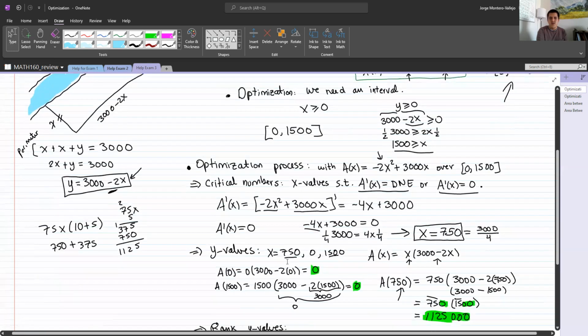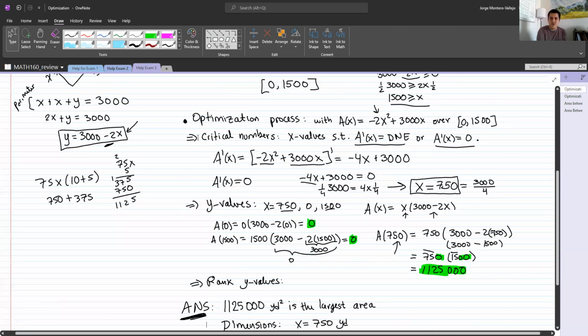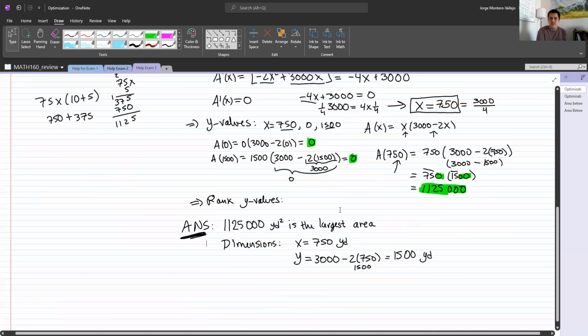And then after that, we just follow the typical optimization process, for which we found the critical numbers. And then we computed the Y values of critical numbers and the endpoints of the interval of optimization. And then we just ranked them, right? But then the ranking was easy because it was all zeros and then one super big number.